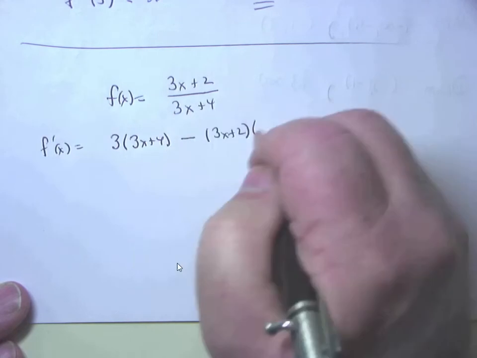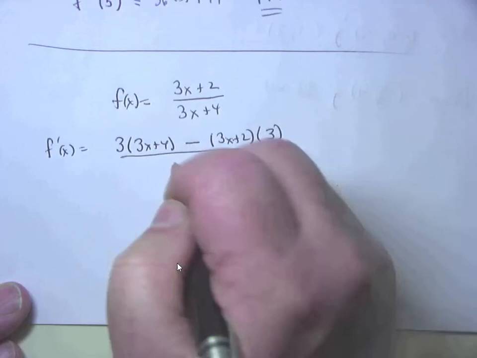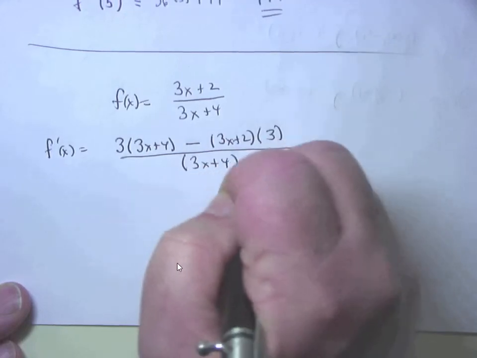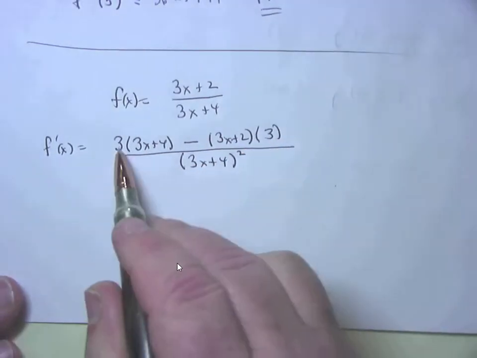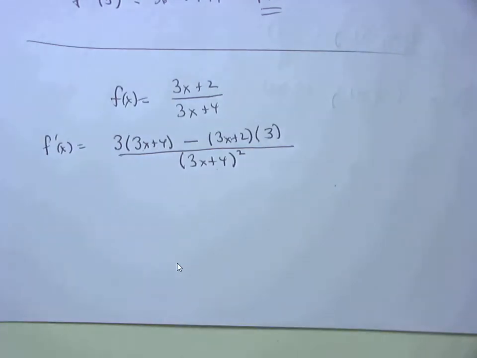Derivative of 3x plus 4 is 3. Derivative of 3x is 3. Derivative of 4 is 0. All over the bottom, 3x plus 4 squared. Derivative of the top times the bottom minus the top times derivative of the bottom, all over the bottom squared. But that's the first derivative.